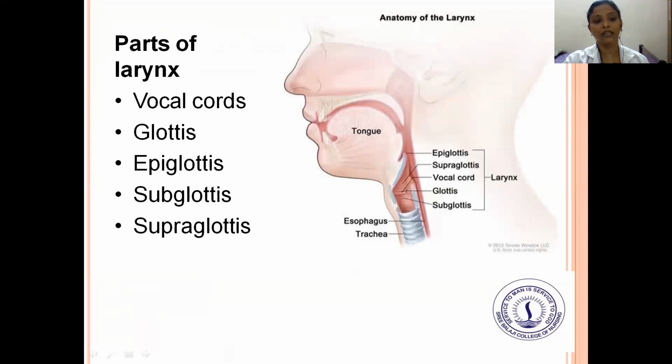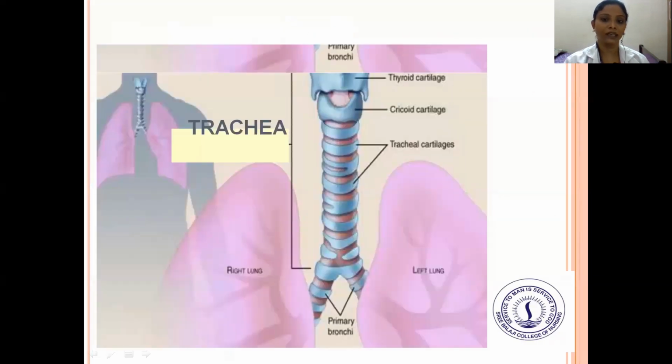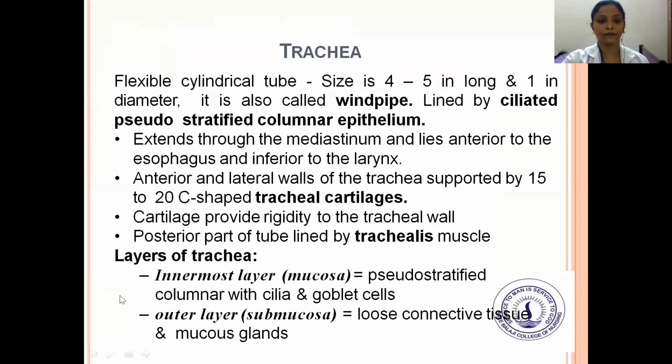And then the parts of the larynx. The parts are vocal cord, glottis, epiglottis, subglottis and supraglottis. This is the exact anatomy of the larynx. In the trachea, you can see the cartilages, that is thyroid cartilage, cricoid cartilage, and the tracheal cartilages, with the extension of the right lung and the left lung and the primary bronchi.